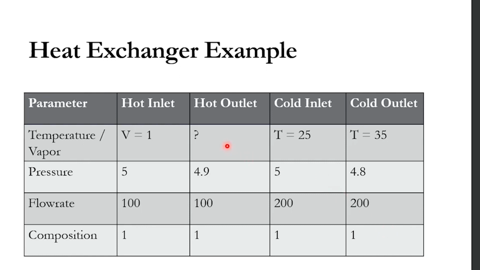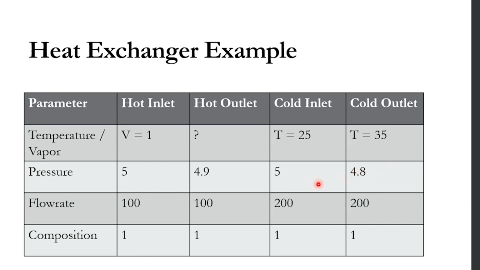We need to find the hot outlet temperature. The pressure drop at the hot side is 0.1 bar. The flow rate, again, has no change, and so does the composition. In the cold inlet, 25 degrees centigrade, 5 bar, 200 kg mole per hour. Obviously, it is water, so the mole fraction is 1. And the outlet temperature is 35 degrees centigrade, 4.8 bar, meaning a pressure drop of 0.2 bar.